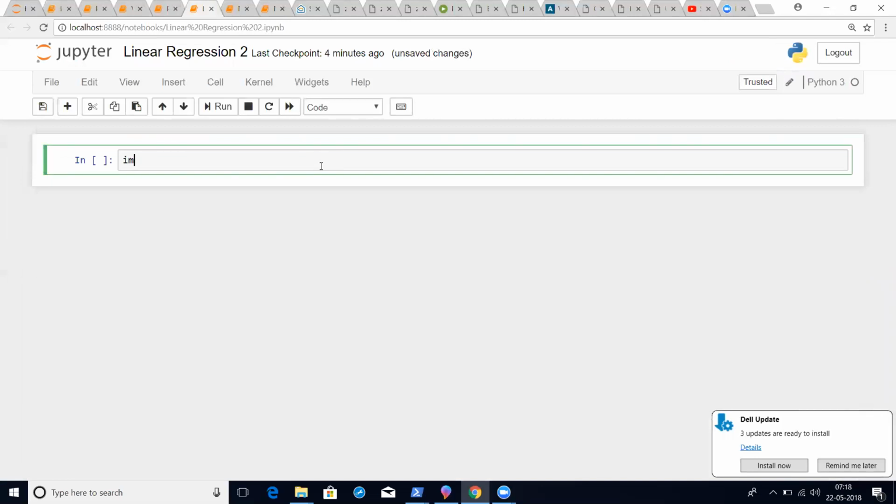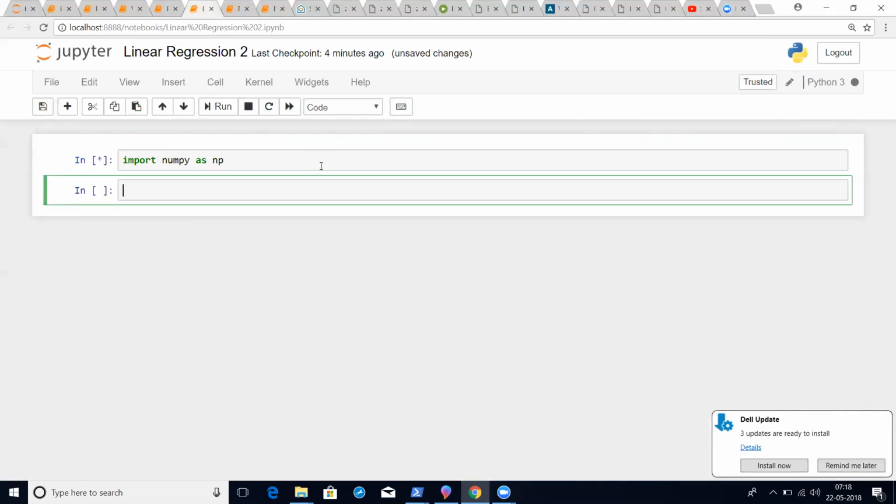Let's import numpy as np. So what we'll have here, we'll have two features. Unlike earlier, we'll have two features. Then we'll see the line here.